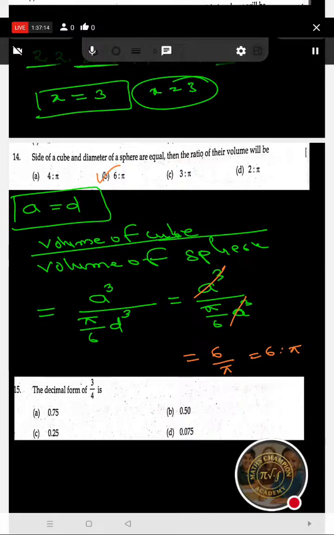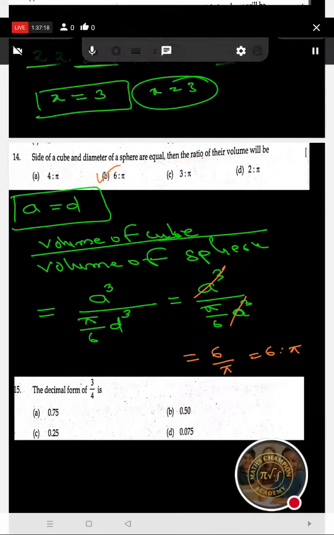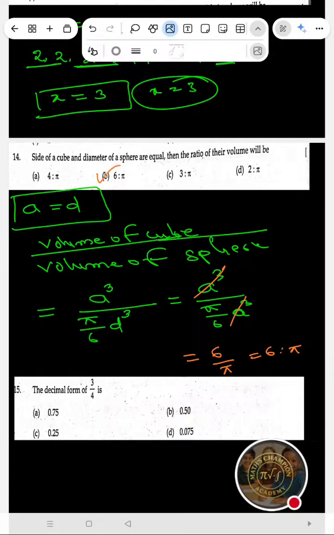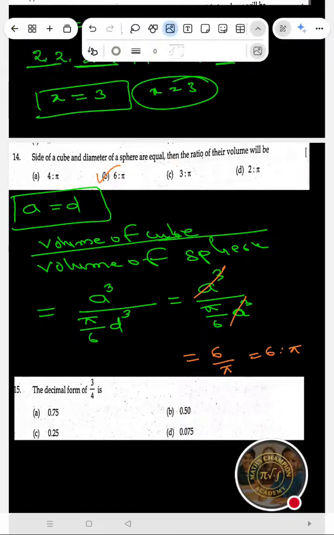We have to make the denominator 10, 100 or 1000, which is possible here. 3 by 4 means we can make the denominator equal to 100. So to make the denominator equal to 100, what do we have to do? We have to multiply numerator and denominator by 25.